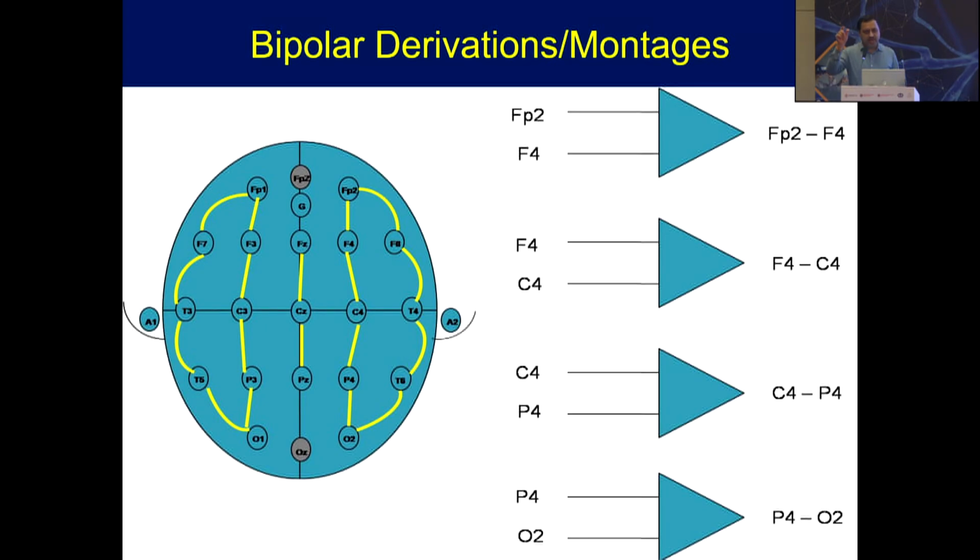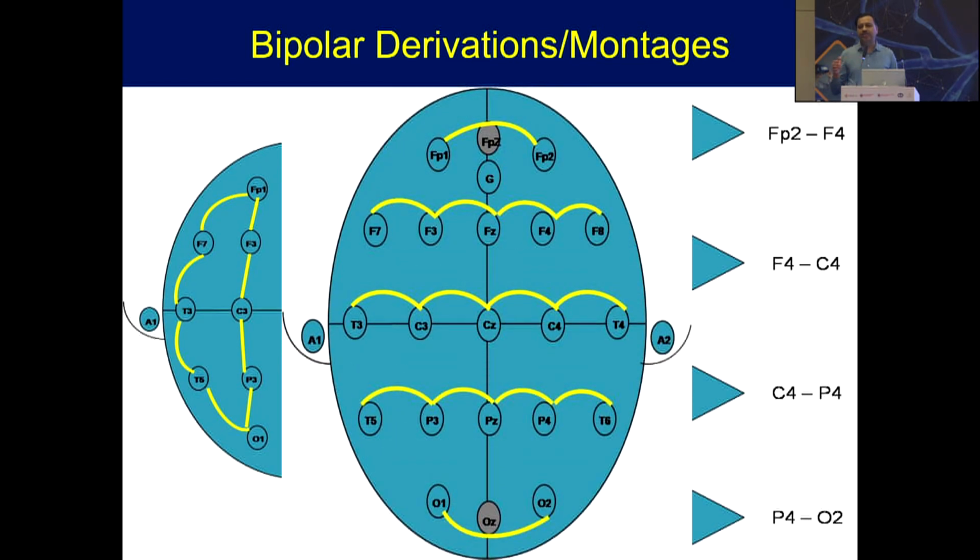It is the bipolar derivation where both the electrodes are active. Within this bipolar derivation, electrodes are connected in a longitudinal manner, so it is a longitudinal bipolar montage. Similarly, we can connect the electrodes in a transverse manner to each other, and this is still a bipolar derivation, both electrodes are active, but the montage is the transverse bipolar montage.